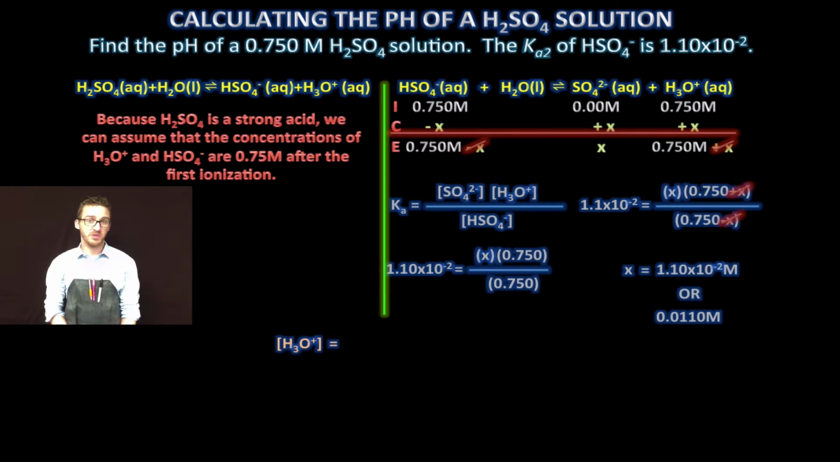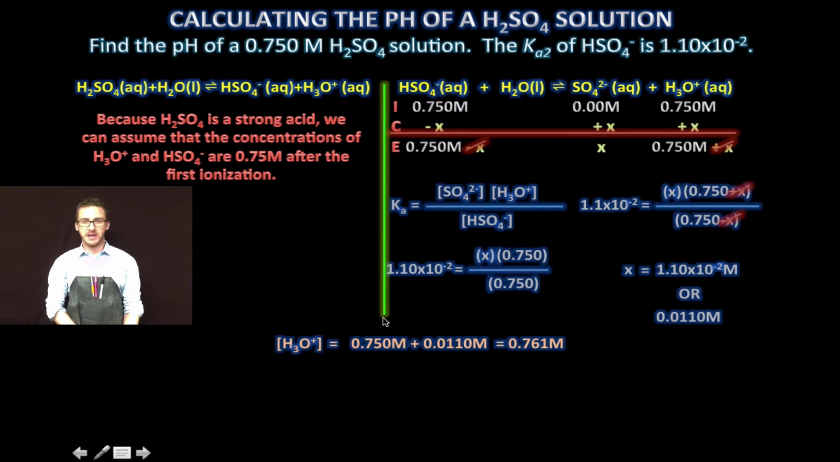So when you're trying to determine the hydronium ion concentration of a sulfuric acid solution, realize that you'll have your original hydronium ion concentration, which is equal to the initial concentration of your sulfuric acid, because sulfuric acid is a strong acid, and then you'll add to that the concentration of hydronium ion that you determined from the ice table calculation from the ionization of the weak acid HSO4-. In this case, 1.1 times 10 to the minus 2. So the overall concentration of our hydronium ion is going to be 0.761 molar.